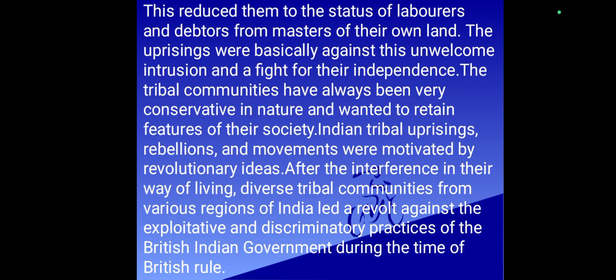After the interference in the way of living, diverse tribal communities के division हुआ. Okay, discriminatory practices in the British Indian government during that time of British rule.